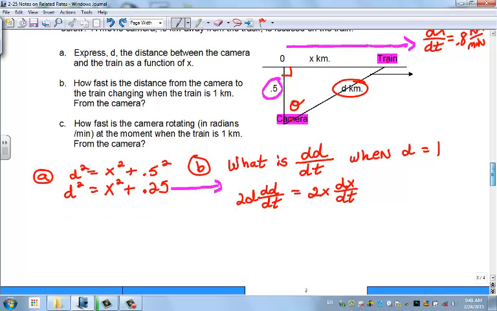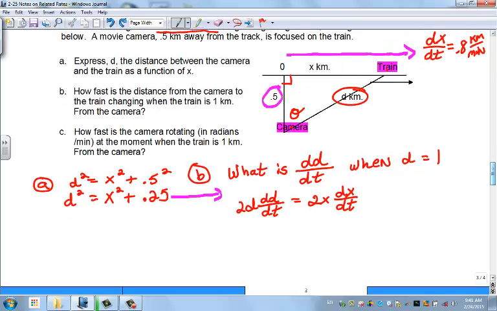Now we have, what is d? d is equal to 1. Can we figure out what x is at this moment in time? Well, yes, we can. We don't want to do it until this point, though. We don't want to do it ahead of time because we might be confused. But now we need x, right?